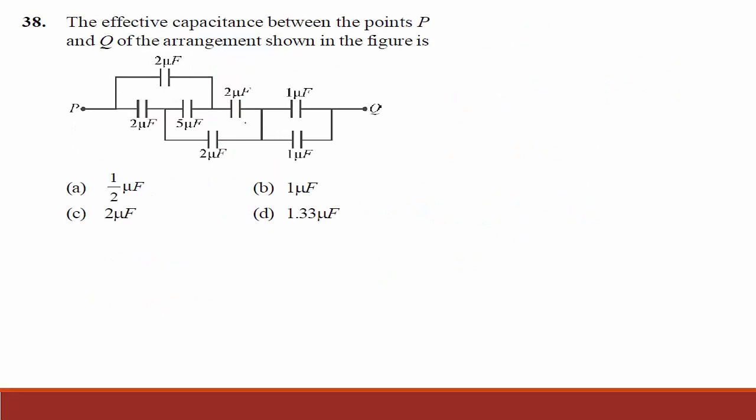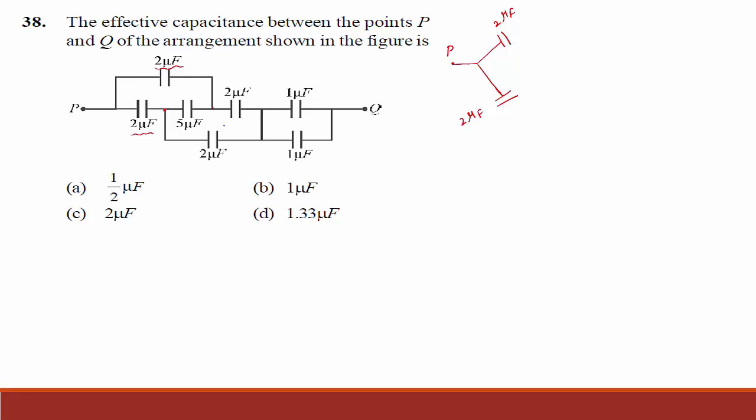The effective capacitance between the points P and Q of the arrangement shown in the figure is. I am going to redraw the same arrangement. You can see here the terminal P. From this point P, there are two capacitors, 2 microfarad and 2 microfarad. They are divided equally here. So we can take their values, 2 microfarad and 2 microfarad. They are equally divided.